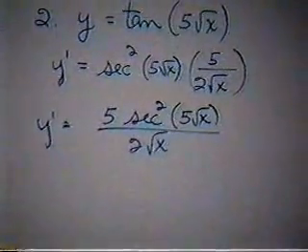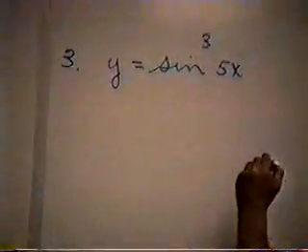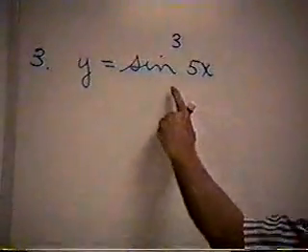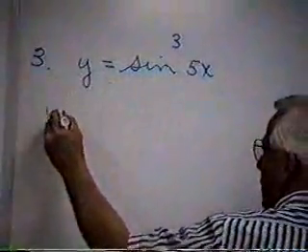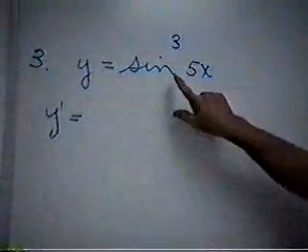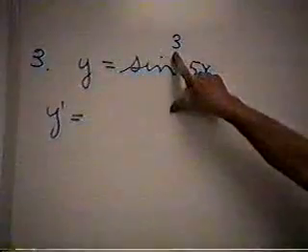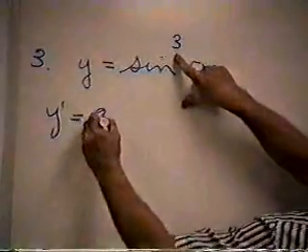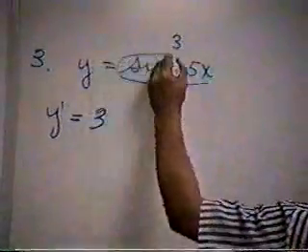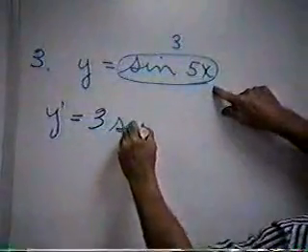Okay, next example. Now watch this one real close now. This starts getting confusing to students sometimes. The derivative of y is y prime. The derivative of this is the power rule. So it's 3 times this object squared.